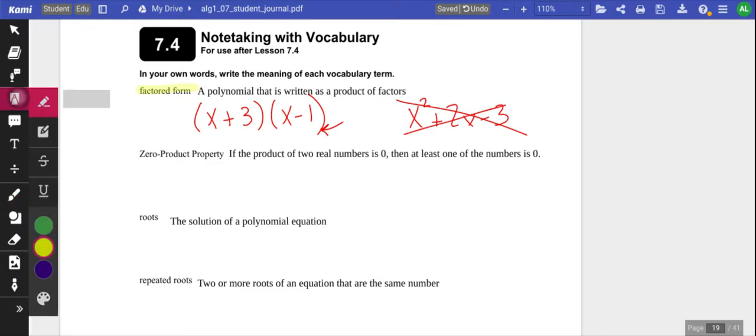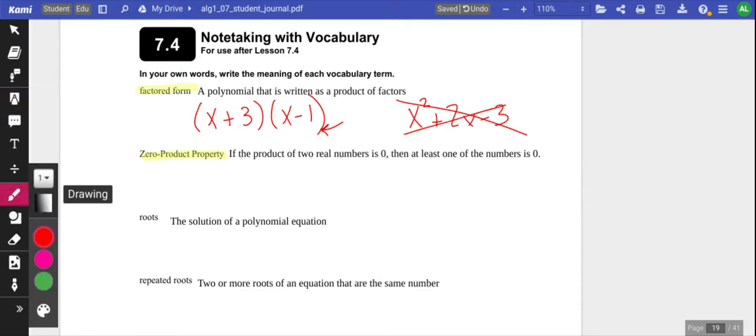Zero product property says if the product of two real numbers is 0, then at least one of the numbers is 0, which is again a textbook speak way to say if I've got two things multiplied by each other, I don't know what they are, it's x and y, and they're equal to 0, then either x is 0 or y is 0, right? If I have two things multiplied together and they end up with 0, one of them has to be 0. Maybe both of them are 0, but one or the other is 0. So keep that in mind because that's the trick to this whole section today.